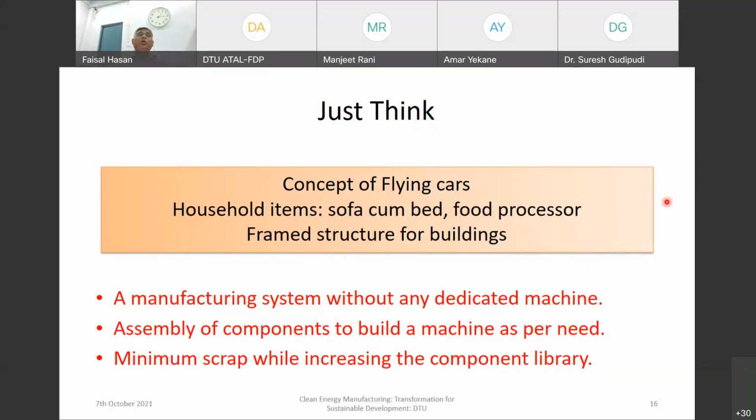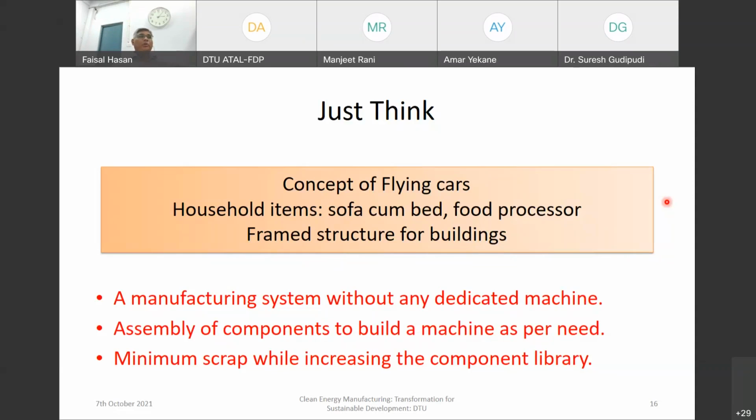Similarly, a sofa is reconfigured into a bed, or a bed is reconfigured into a sofa. Similarly, for a food processor, at one point of time we use it as a grinder. At another point of time, we use the same food processor as a chopper, or as a device for making a milkshake, or as a juicer. So this is the basic idea behind reconfiguration.